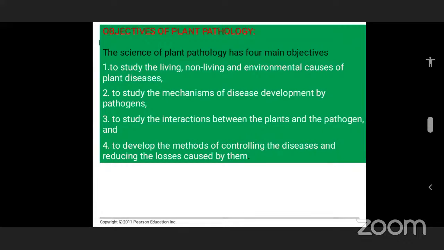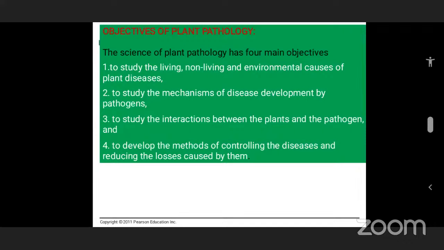So here, what is the reason for that? What is the reason for the plant diseases? Who will cause that? That means either it is a living organism or non-living organism, or sometimes environmental factors. The environment may also cause diseases. So you should remember that. This is also one of the most important objectives related to plant pathology.